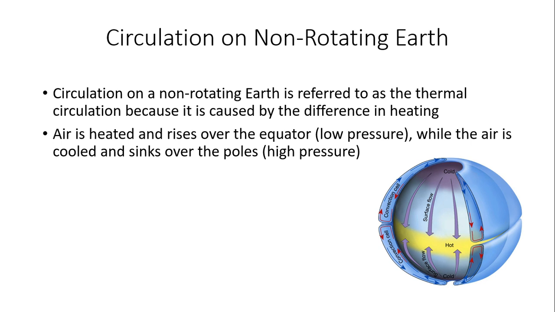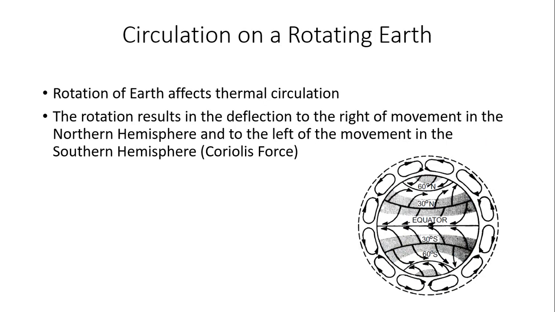But we know this doesn't exist because of the rotation of Earth, and that's going to affect that thermal circulation. That rotation is going to result in a deflection to the right of movement of air in the northern hemisphere, and to the left of movement in the southern hemisphere. Again, that's the Coriolis force, that apparent force. And you look at the graphic at the bottom right, you notice how the winds tend to bend. They don't just blow straight from north to south, right? They tend to bend. And again, that's due to the Coriolis force.